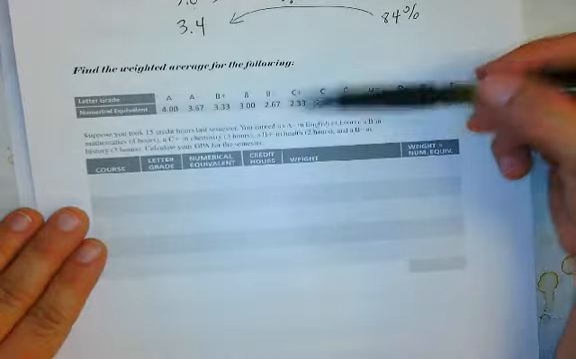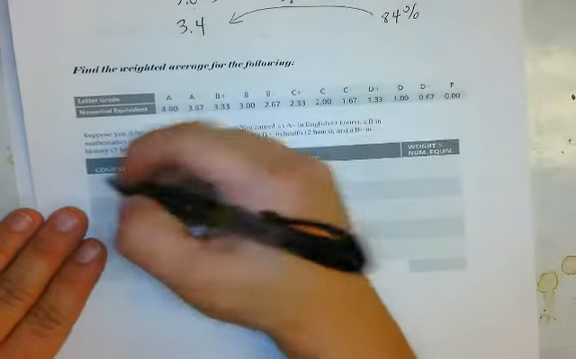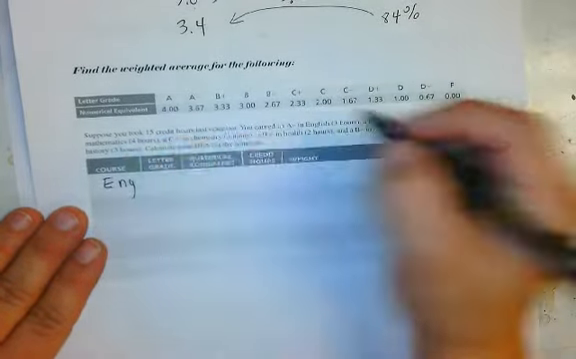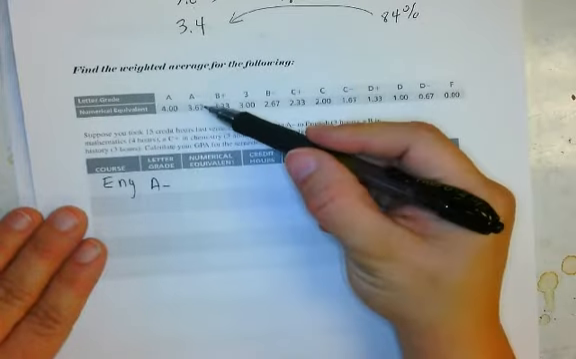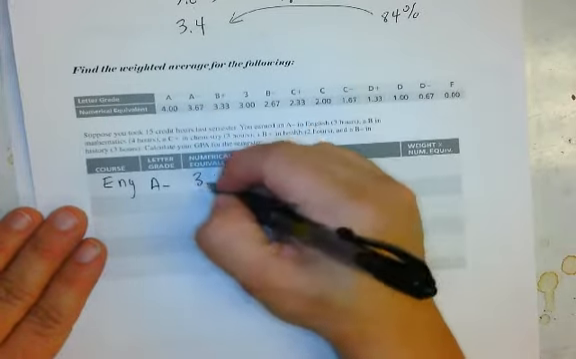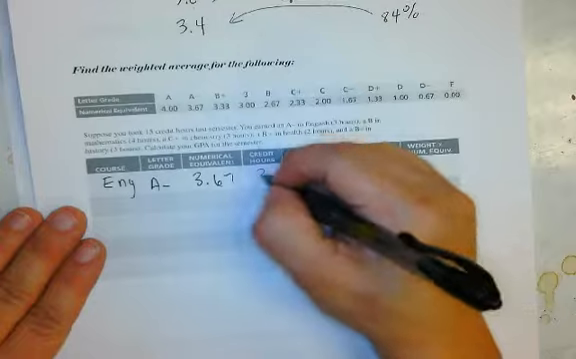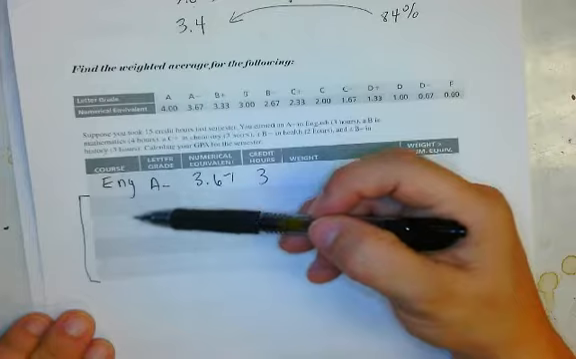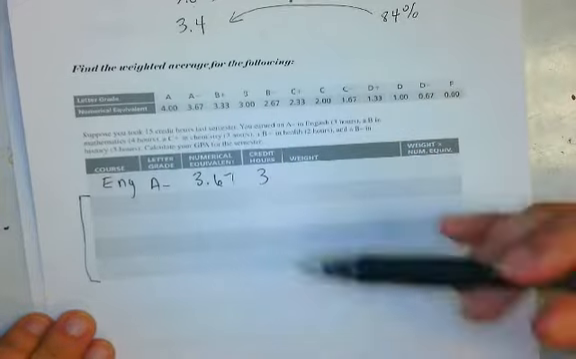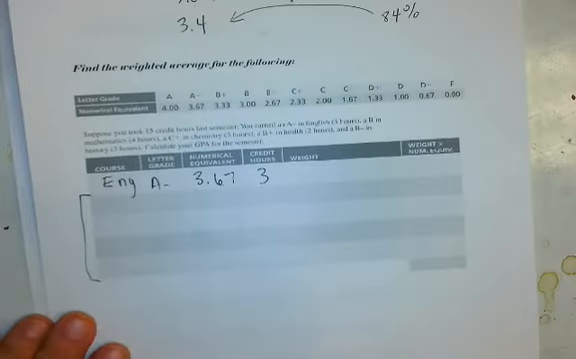This question says, suppose you took 15 credit hours and you earn an A- in English, which is 3 credit hours. So this is, of course, English. The letter grade is an A-. The numerical equivalence of an A- is a 3.67, and it's 3 credit hours. I'm going to give you a moment. I want you to pause the video and then fill in the other classes and then unpause it and come back to me.